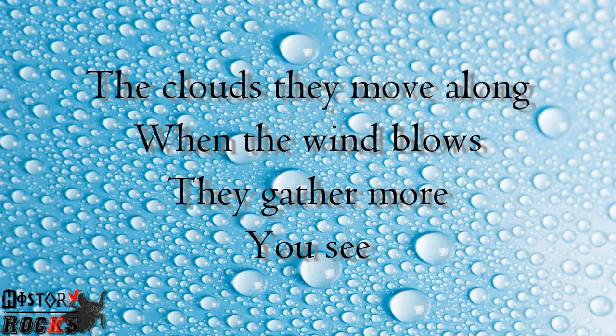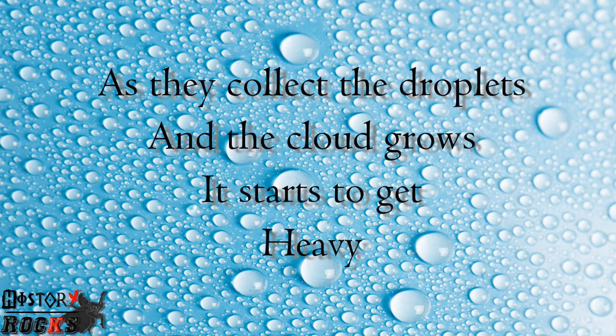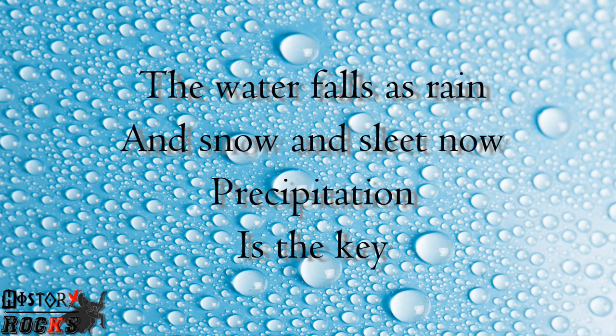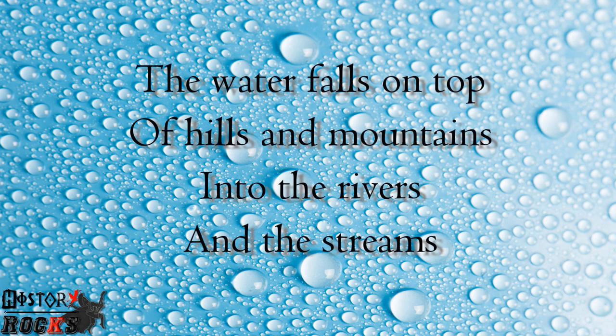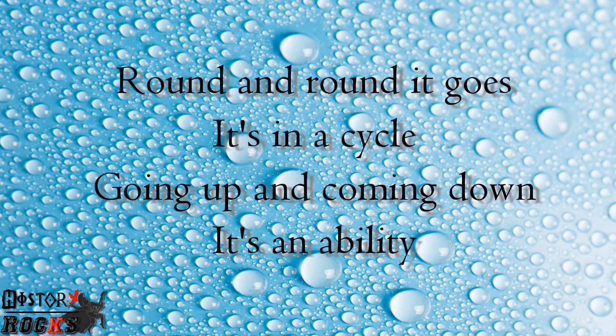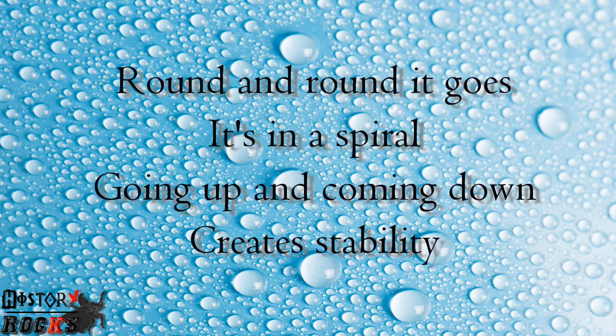The clouds, they move along, but when the wind blows, they gather more, you see. As they collect the droplets in the cloud rows, it starts to get heavy. The water falls as rain and snow and sleet now. Precipitation is the key. The water falls on top of hills and mountains, into the rivers and the streams. So round and round it goes, it's in a cycle. Going up and coming down, it's an ability. Round and round it goes, it's in a spiral. Going up and coming down, creates stability.